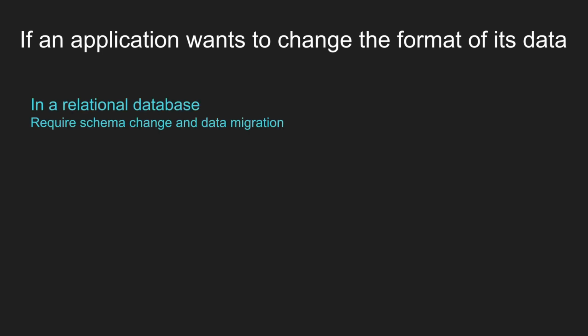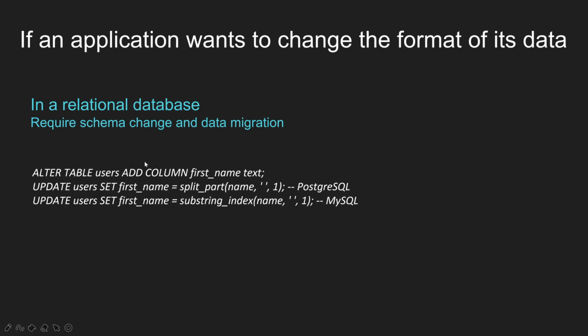In a relational database, it requires a schema change and data migration. First, we need to change the table structure: we alter the table and add a column. And for the first name column, we do the data migration to set the values.